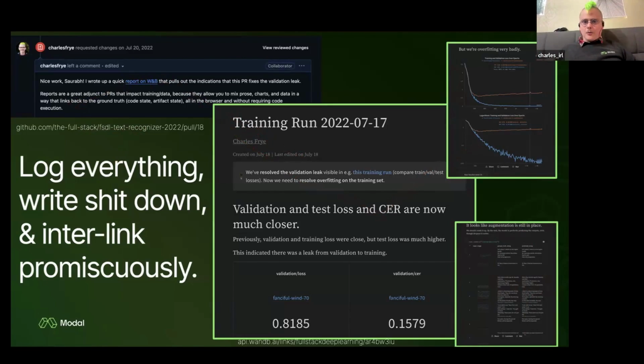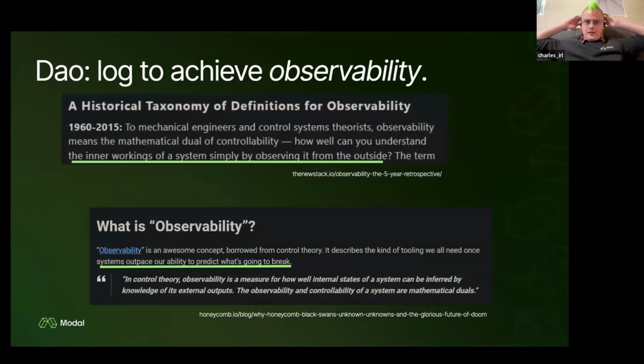So, I like Weights and Biases. You can use whatever it is that you use, just make sure that you're keeping this information structured and discoverable. And the systematic way to think about logging is the idea of observability from control theory. This is something that Charity Majors of Honeycomb has written about extensively.